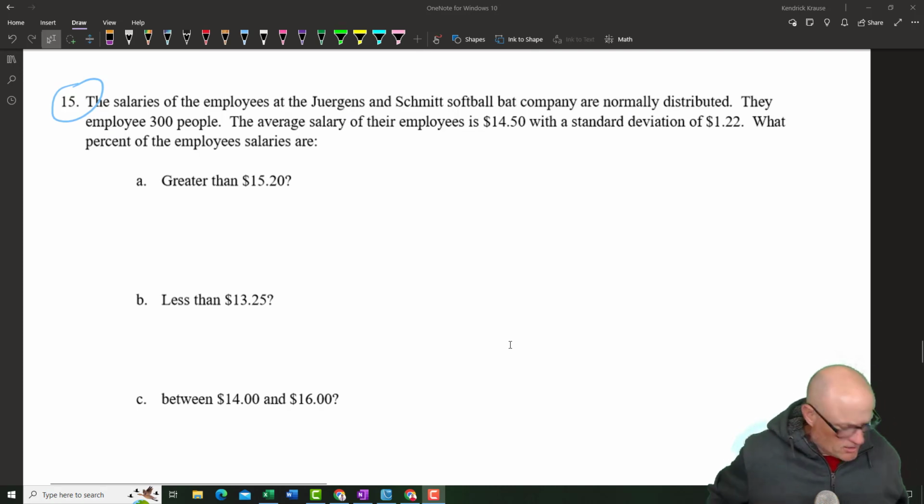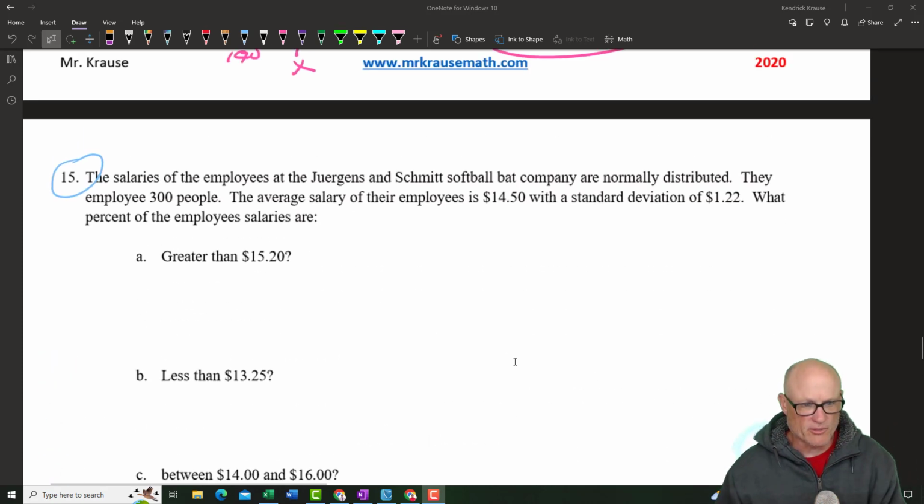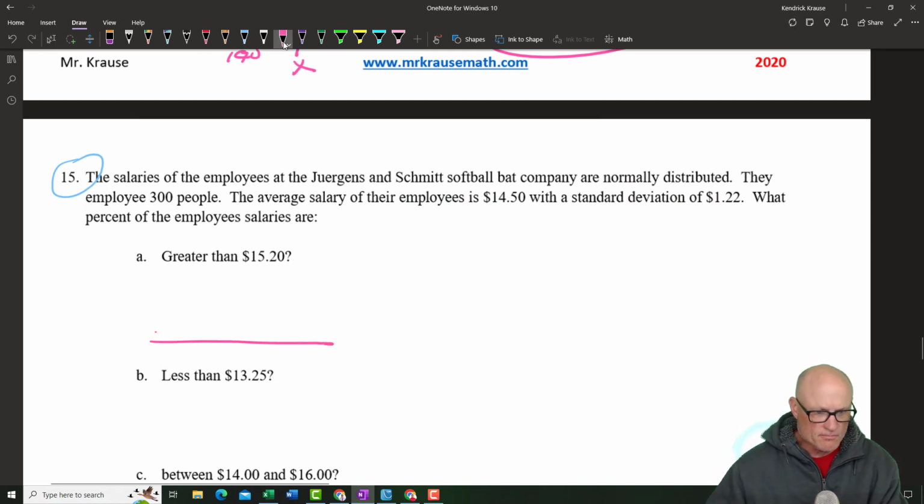All right. This problem's a little bit different. So I want greater than 1520. So again, greater than, we're just going to do a normal distribution curve. I saw some really bad normal distribution curves in the last couple of days. This one is how many people, right? So the question is what percent?